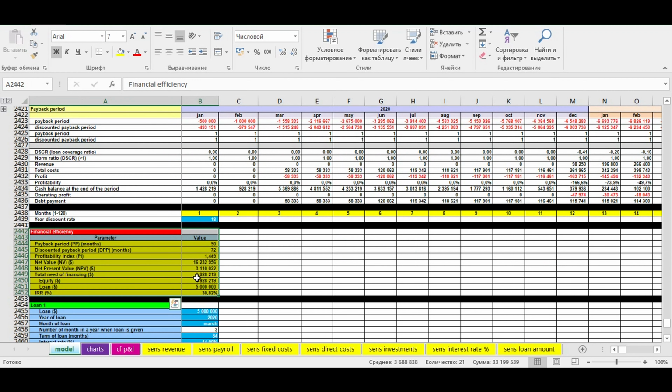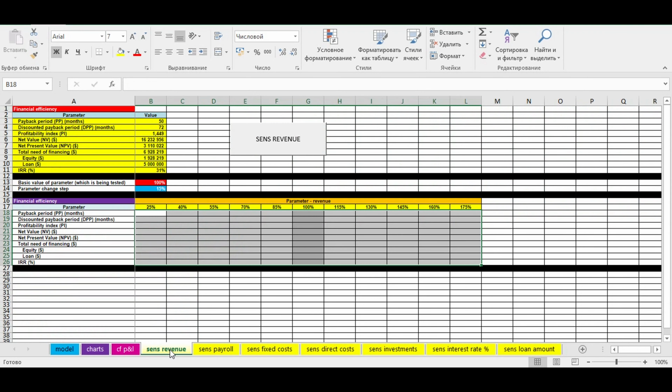Is this model stable? What will happen to your business if revenue decreases or expenses rise? Now it's time to apply sensitivity analysis. Further, you have several Excel sheets where you test financial efficiency. You test the influence of such parameters as revenue, fixed and direct costs, payroll, investment, interest rate, and loan amount.